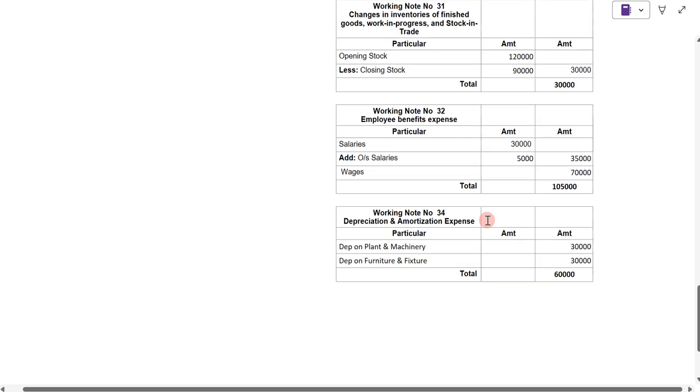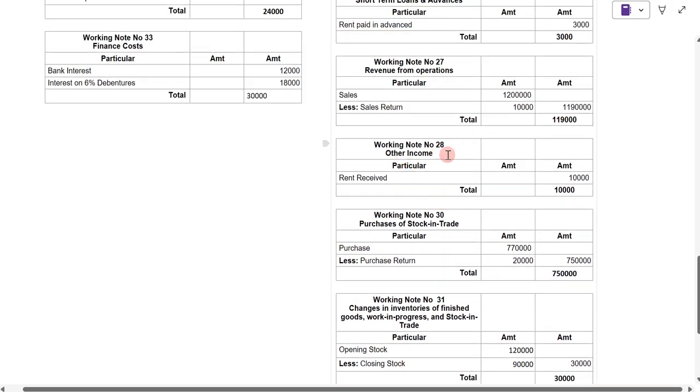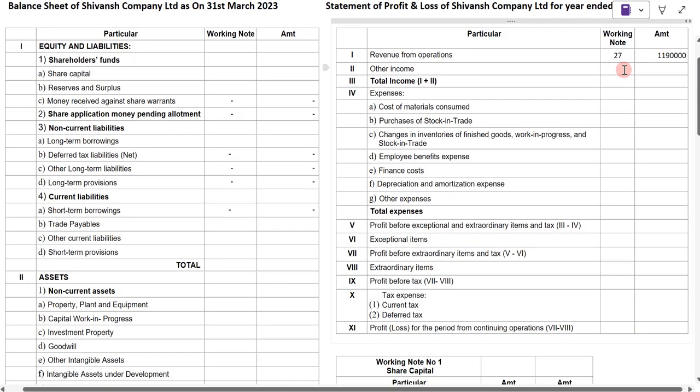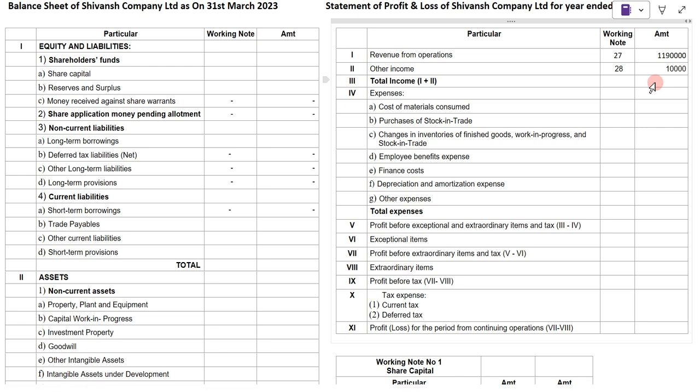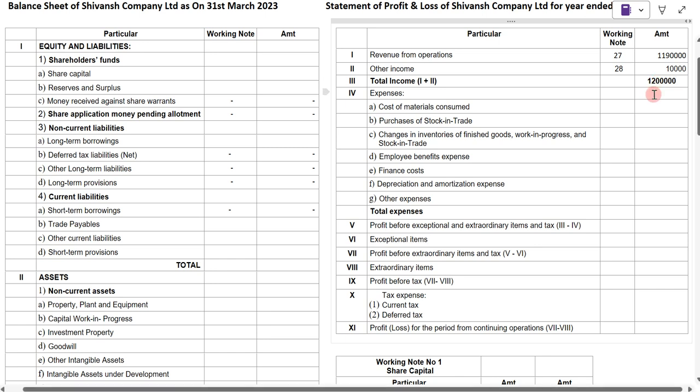Then next is other income. The heading of other income, note number 28, other income total is 10,000. Now add the total income, that is 1 plus 2, that is 11,90,000 plus 10,000. We get 12 lakh as the total income.